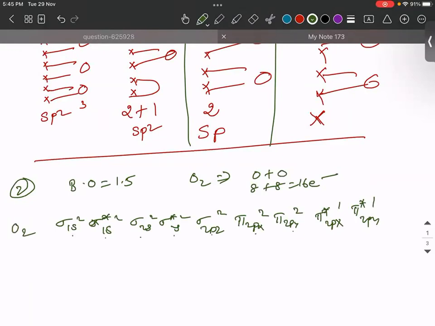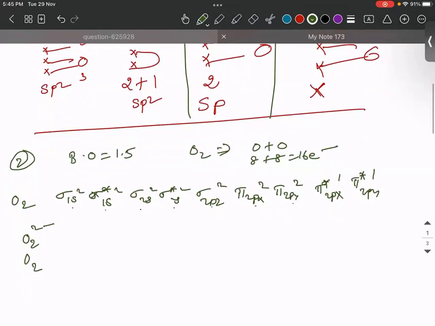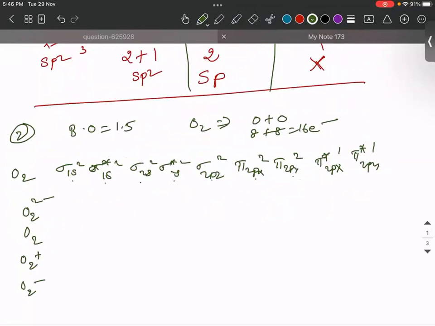What are the options given? O2 2 minus, O2, O2 plus, and then O2 minus. For the bond order, what is the formula? 1 by 2 times the number of bonding minus the number of antibonding electrons, right? So it will cancel out, cancel out, cancel out, cancel out. Okay. Totally in the oxygen, you have sigma 2pz2, pi 2px2, pi 2py2, pi star 2px1, pi star 2py1. So this is for 16 electrons.